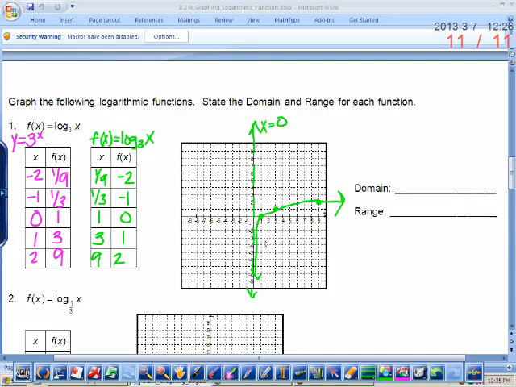So hopefully you're starting to see the general shape of these log graphs, okay? What's the domain? Oh, sorry, no, not negative infinity to infinity. 0 to infinity. What's the range? Okay. Any questions about that one? Okay.